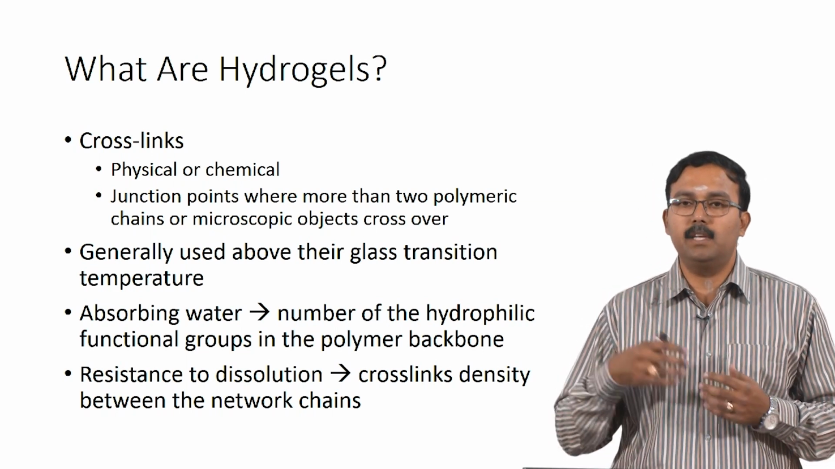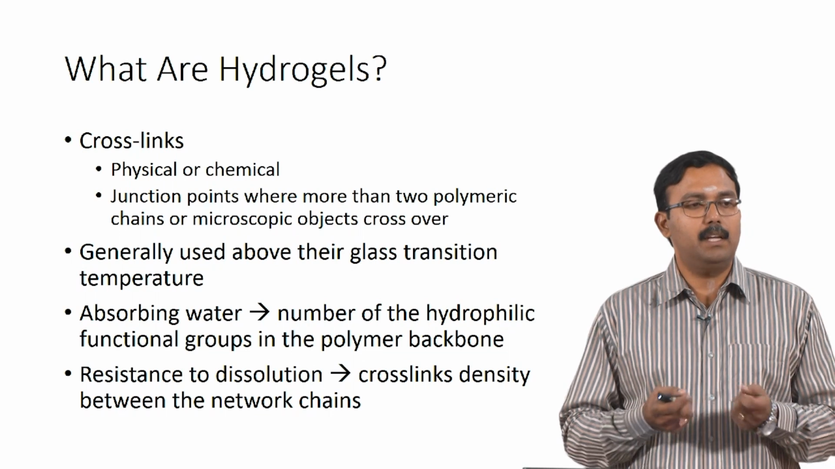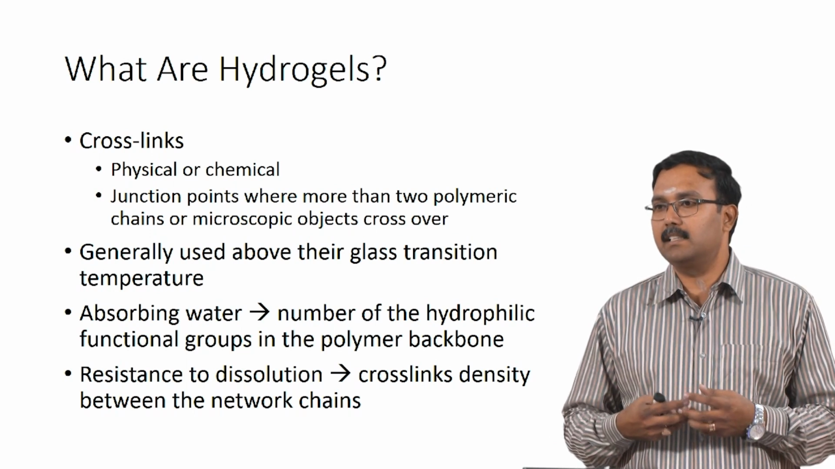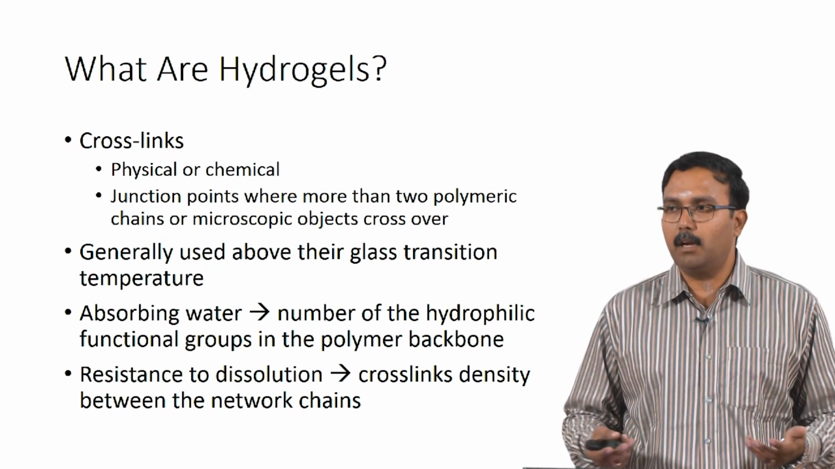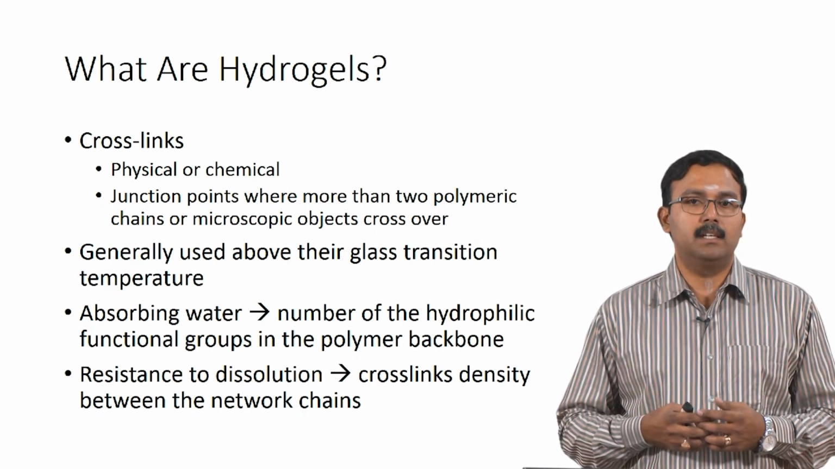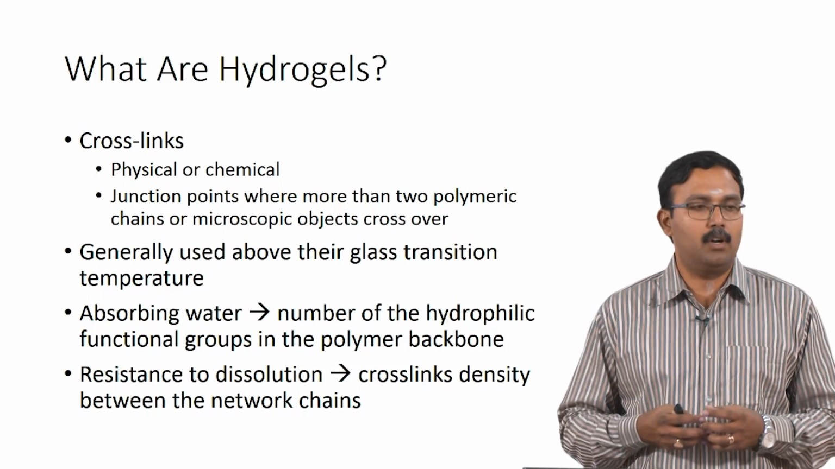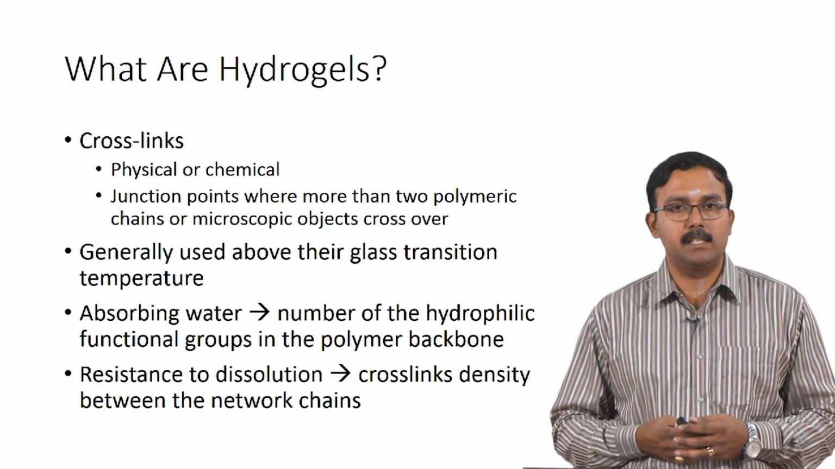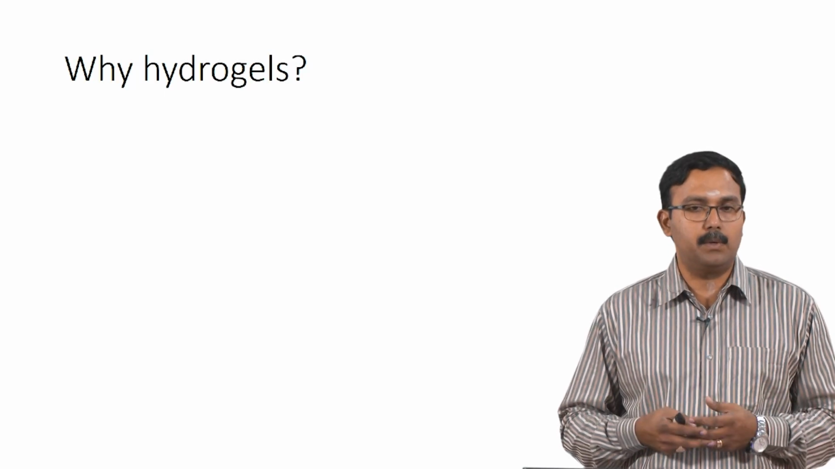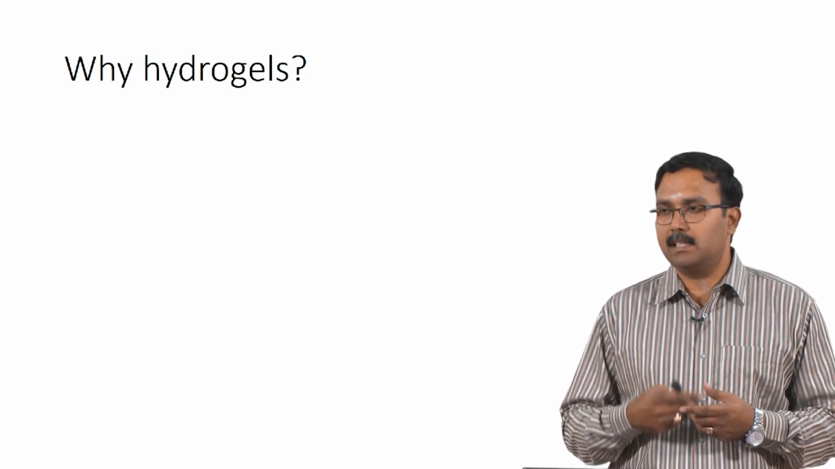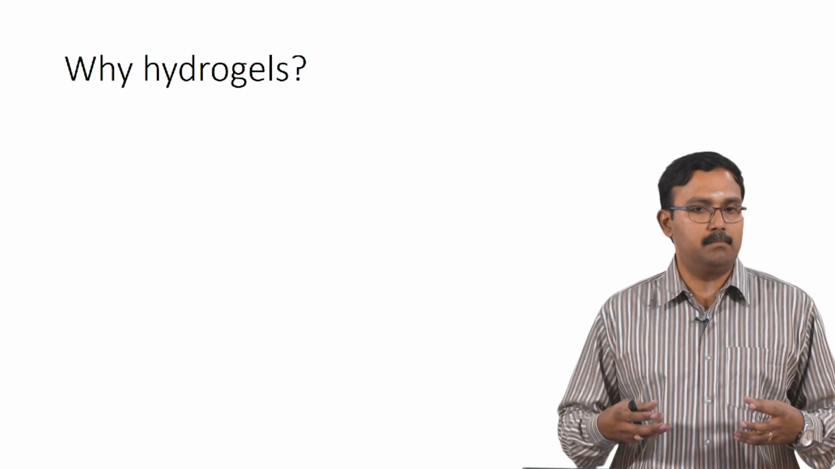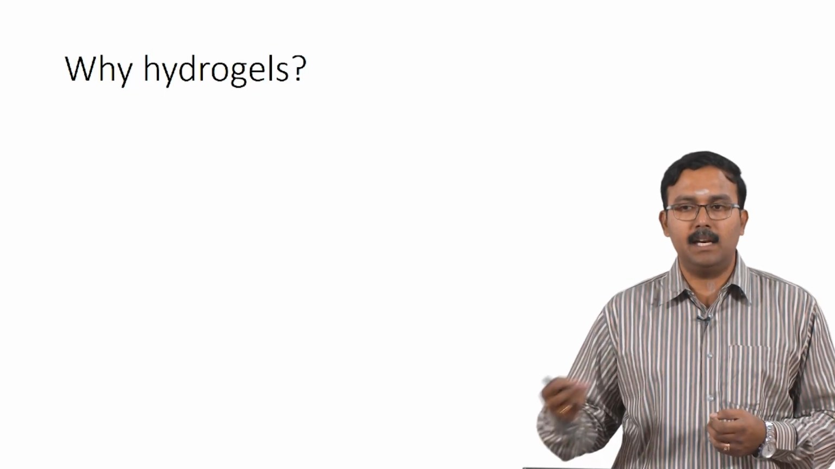So hydrogels will be used at temperatures higher than the glass transition temperature, so that it will have a rubbery texture. If it is below the glass transition temperature, it would be glassy and it cannot be used in a biomedical application. Okay. So they can absorb a lot of water because there are many hydrophilic functional groups on the polymer backbone which is used for preparing these hydrogels, and the resistance to dissolution itself happens because of the crosslink density between the network chains. So you have many crosslinks, as I was saying. As the crosslinking increases, you create an insoluble hydrogel which has the ability to withstand the environment.